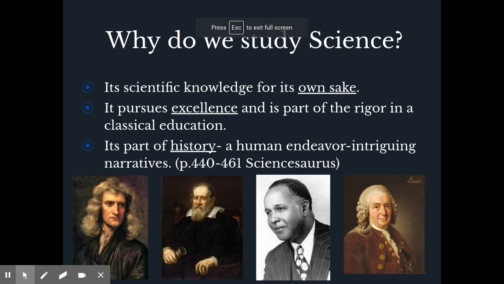Okay, so why do we study science? Well, for one thing, it's scientific knowledge for its own sake. It is good for you to understand how the world works in some way or shape or form. Now, you're never going to understand every single piece of it. I'm never going to ask you to know everything, but it is good for you to have an understanding of how weather works and how maps work and how things are put together and how animals function, how your body functions, how to take care of it, etc.